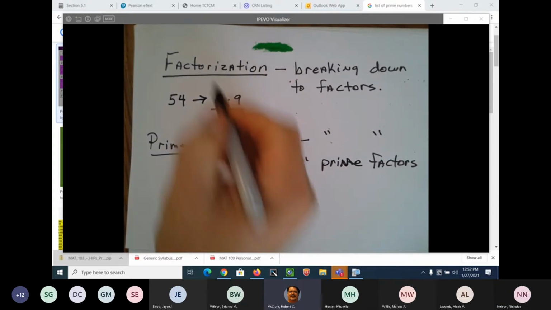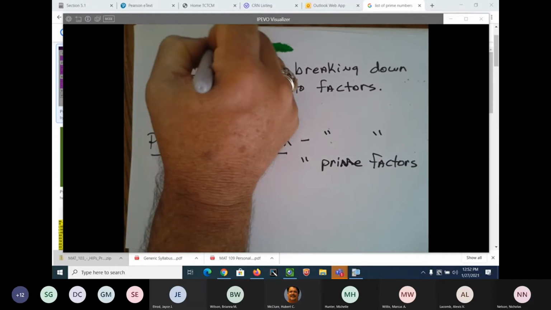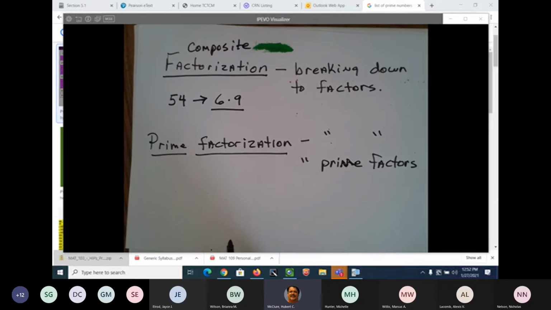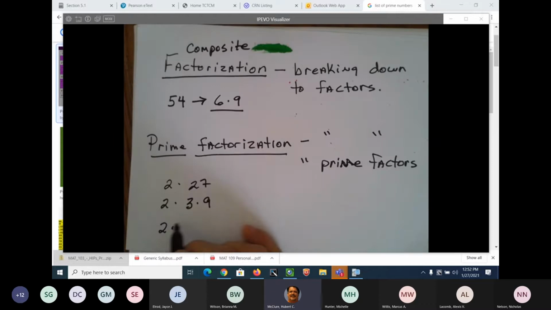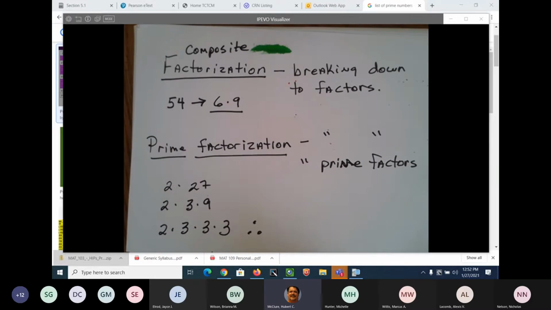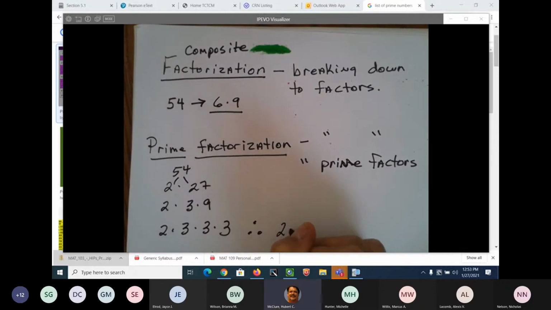And that's called composite factorization. Now, Mr. Nelson suggested 2 times 27. Well, 2 times 27 would be the first part of your prime factorization. Okay? 2 times 27, and then 2 times 3 times 9, and then 2 times 3 times 3 times 3. Therefore, the prime factorization of 54 is 2 times 3 to the third power.